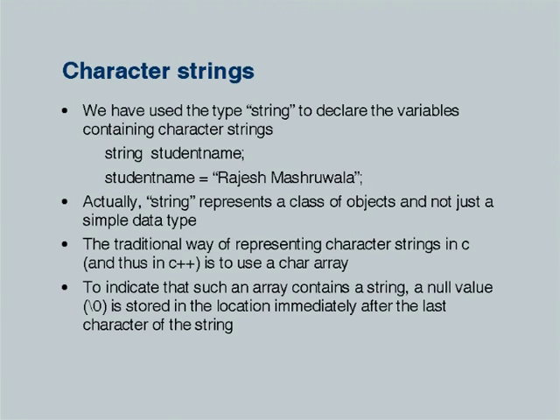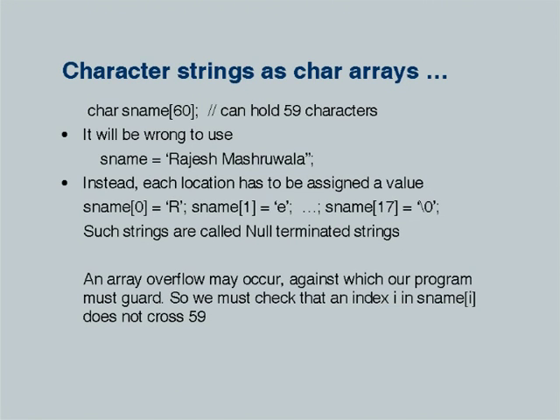So in the artificial mechanism, a string would be ended by pushing a backslash zero value in the location immediately after the last character. So suppose Rajesh Mashruwala has 17 characters, the actual positions occupied in that array will be 18 positions. And the last position will contain a backslash 0. This is completely artificial. This is not how any common sense string representation would happen. But this is how C programming did string representation. And this is how C++ continues to represent strings. So apart from the object class string, about which we shall see later, there is a basic way of representing character strings. And in this semester, in this lab, you shall be using character strings, as in character arrays, to handle some of the data. Here are some additional aspects about this. Suppose char sname[60].